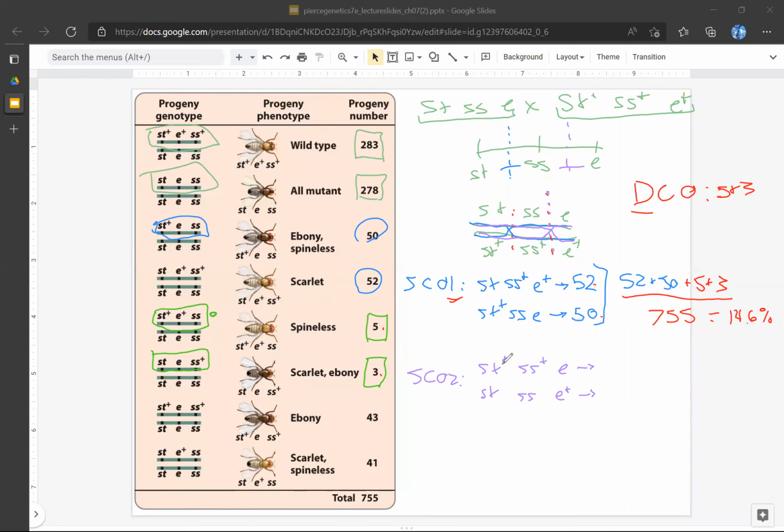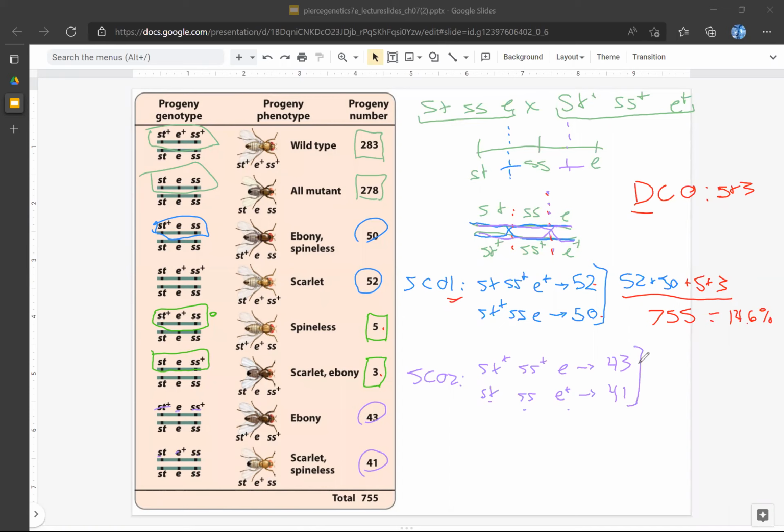And so we can look for this genotype, ST plus, SS plus, E plus. We look for them over here. ST plus, SS plus, E plus, perfect. So that's 43. And then, for the sake of being thorough, we look for ST, SS, and E plus. ST, SS, E plus, perfect. And that's 41.